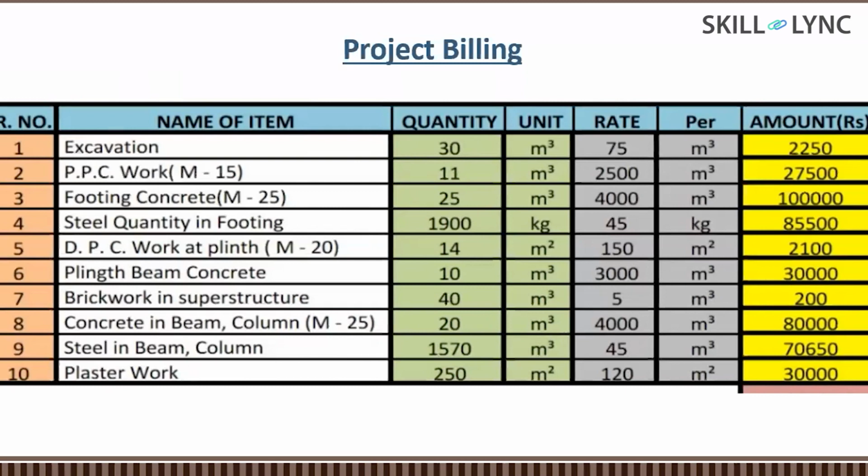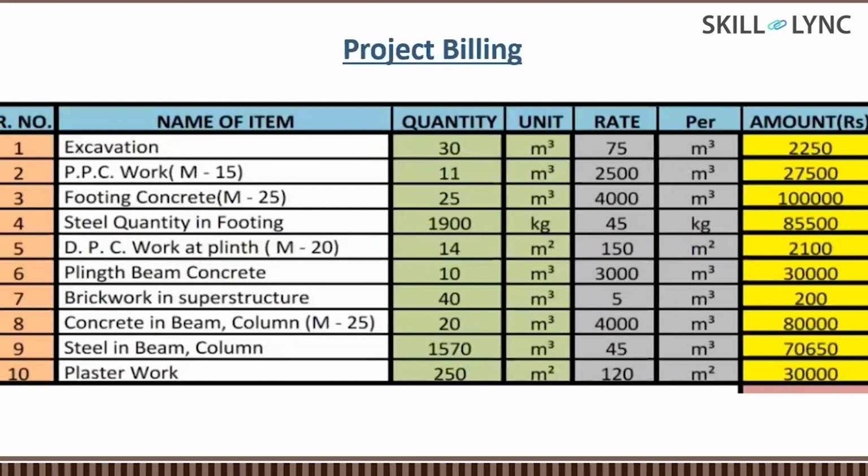Similarly, the unit of measurement is important. Whatever the unit of measurement is there, in the same fashion he has to put the quantity. If he puts the quantity of excavation in cubic meter, then it will come to 30. If he does it on a square meter basis, then the quantity will be different, and the rate will be different. So he has to put a lot of effort into checking what the unit of measurement is. With practice, the billing engineers get to know the standard unit of measurement required, and they put the quantity in the same fashion. Then they get the amount.